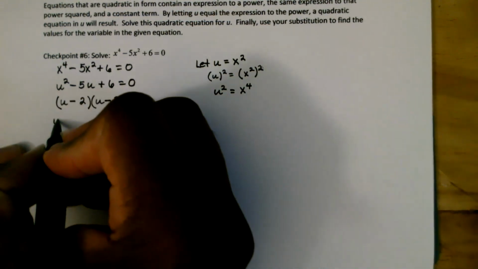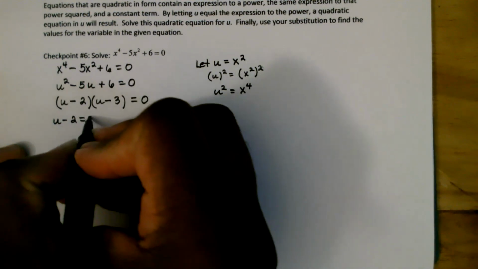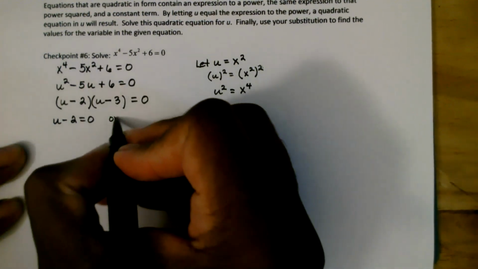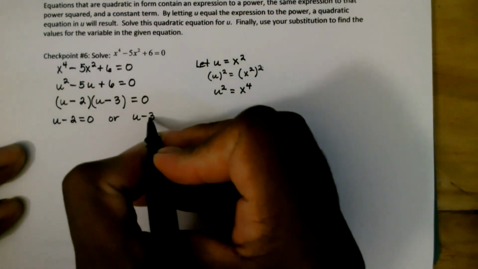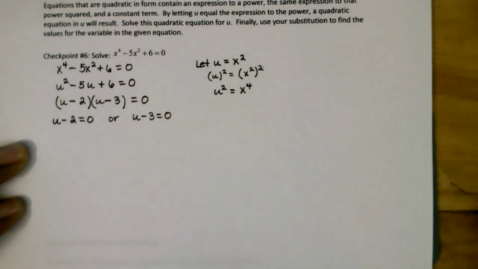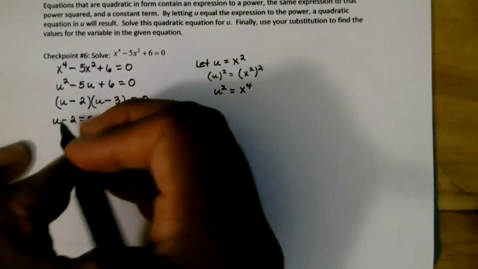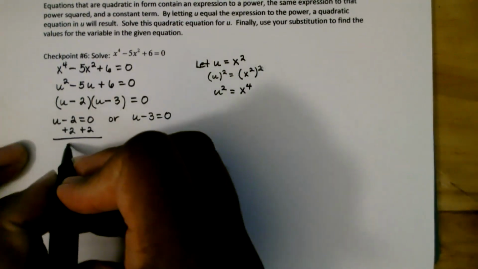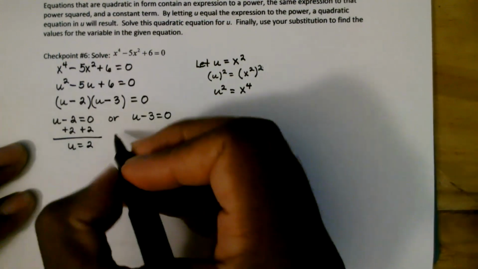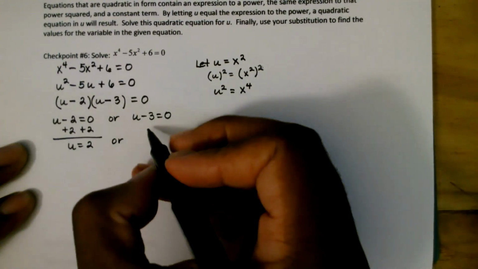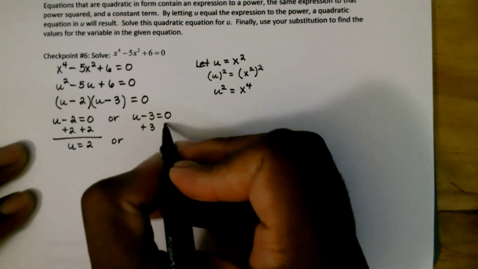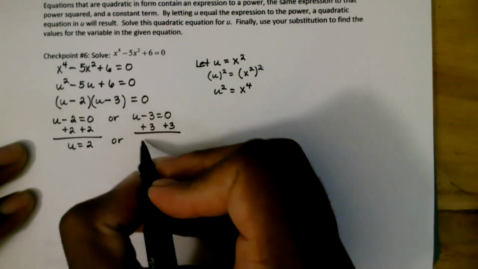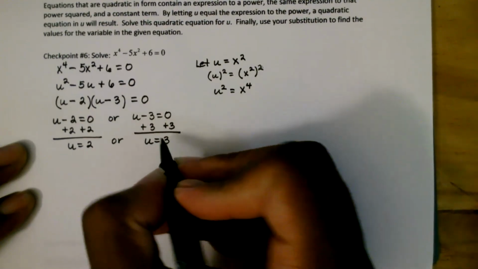So here you're going to have u minus 2 equal to 0, or u minus 3 equal to 0. And then we solve for u. So for u minus 2 is equal to 0, that means u is equal to 2. Or for u minus 3 is equal to 0, that means u is equal to 3.